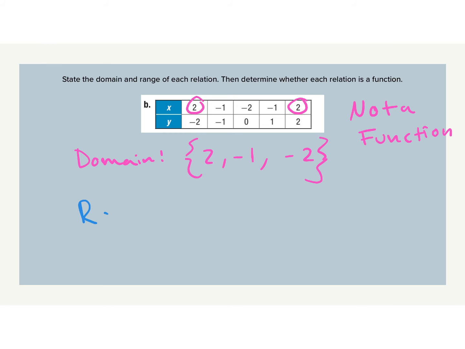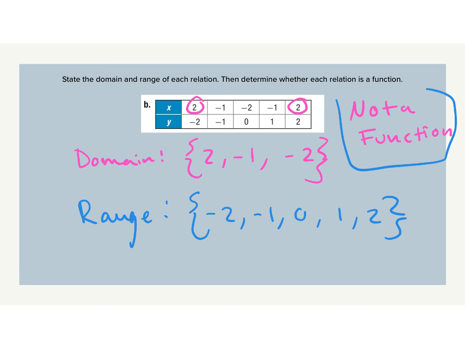What would our range be? -2, -1, 0, 1, and 2. Awesome. And this we said was not a function because our x values repeat. Can't have your x values repeat. Any questions?